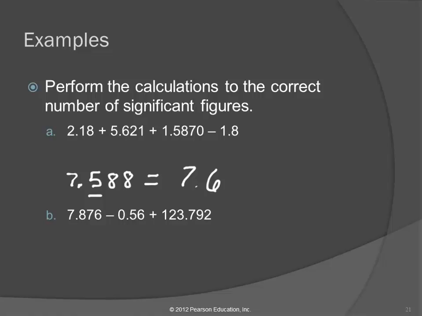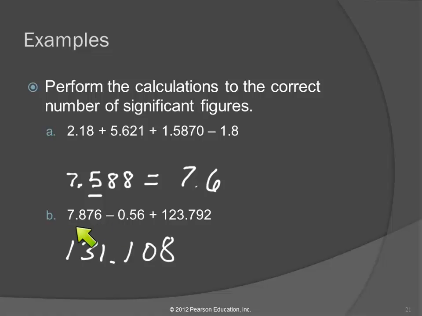Stray marks. Okay, so the next one, 7.876 minus 0.56 plus 123.792. My calculator is showing me 131.108. Anybody else get the same number? Okay. So again, we're going to look at where that answer came from.